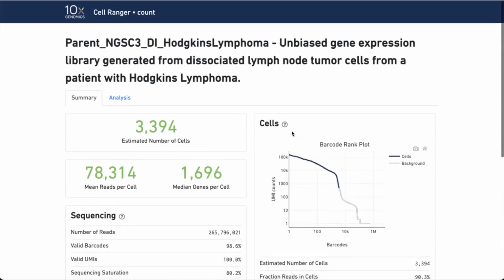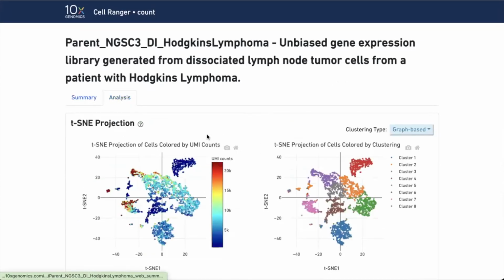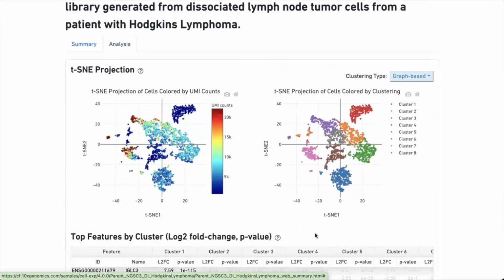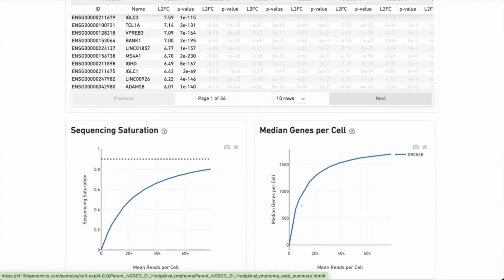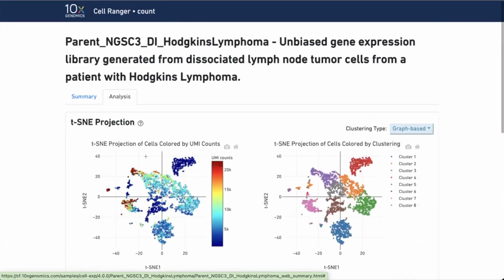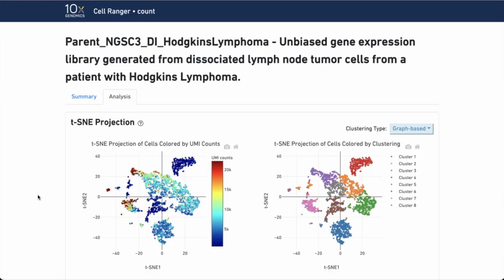Otherwise, I would say 10x does just this calling, and then a quick analysis with t-SNE clustering, some differential expression, and so on. But you should always consider that this needs extra quality control and filtering, that this is probably not your final clustering.